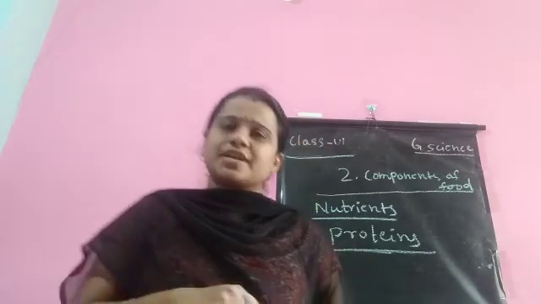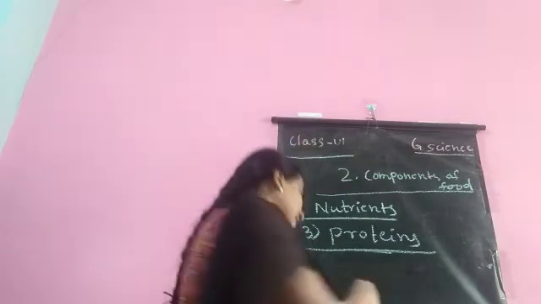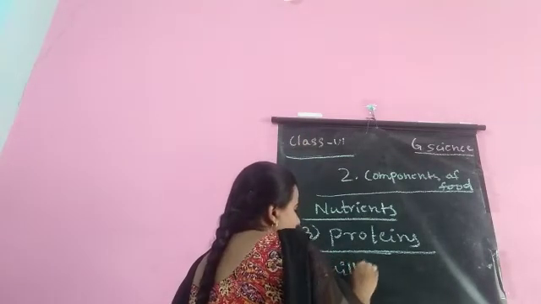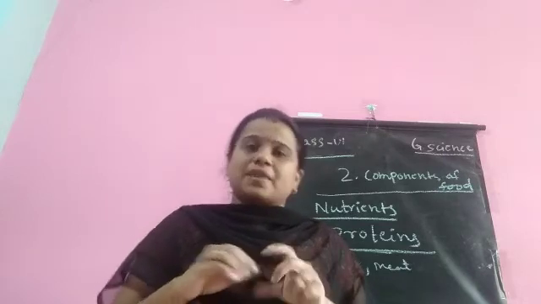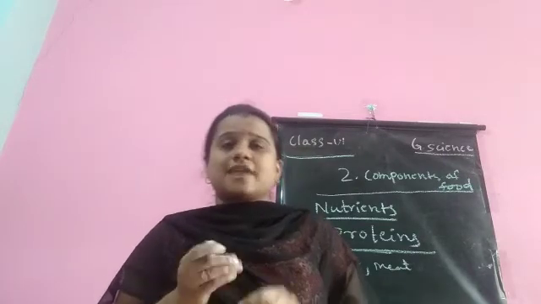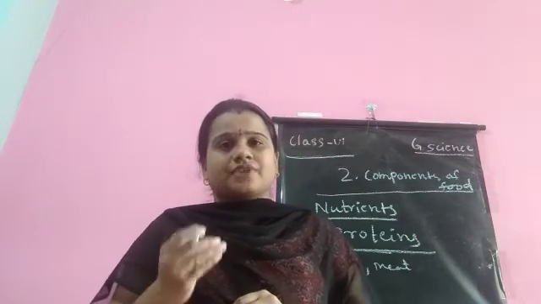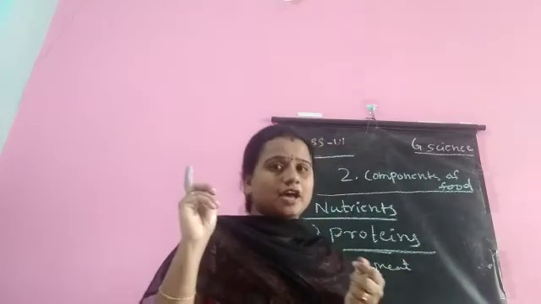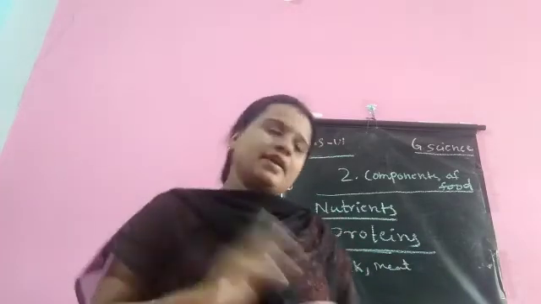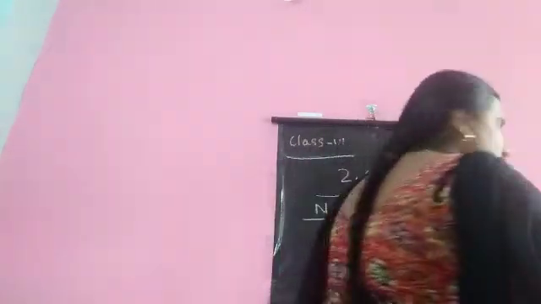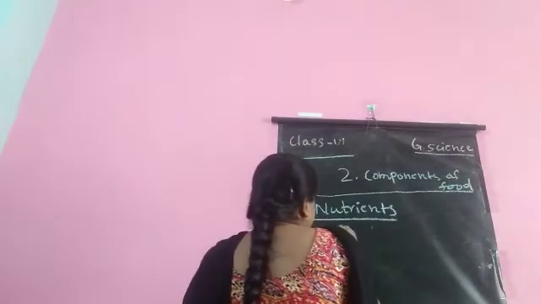Foods which are rich in proteins include milk, meat, egg, fish, chicken, beans, and pulses. Plant sources are beans and pulses. Animal sources are chicken, egg, fish, etc. Three nutrients finished: first carbohydrates, second fats, third proteins. Next nutrient, vitamins.